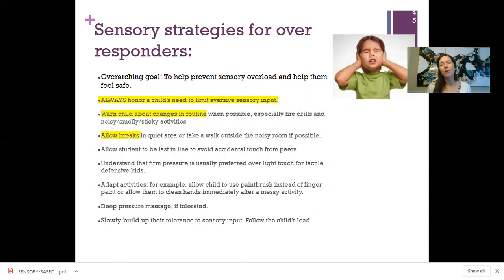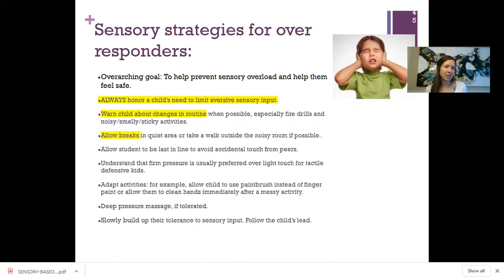And for over-responders, it's always good to let them know where their break area is and where they can go to get a break. It's really, really important to have a break spot for them, and for them to take as many breaks and as long of a break as they need. Kids, especially preschool age kids, will come back when they're ready, and they won't stay in the break area forever. They will come back, especially as they get more comfortable.